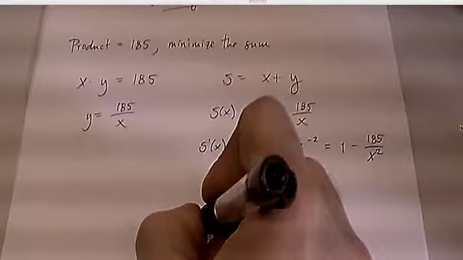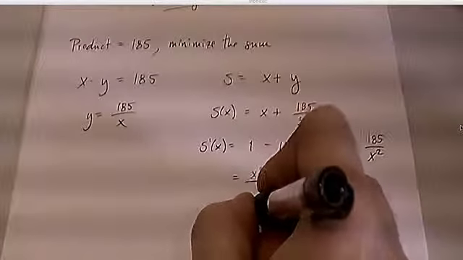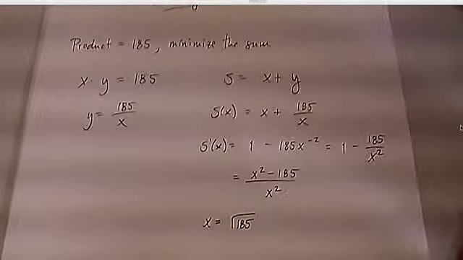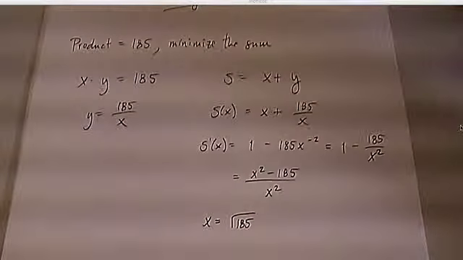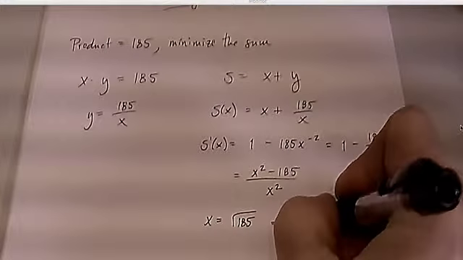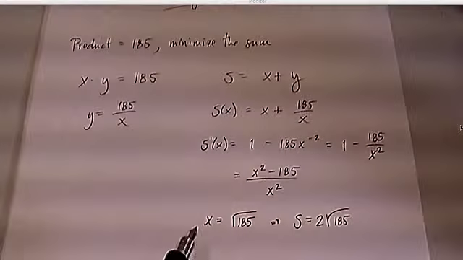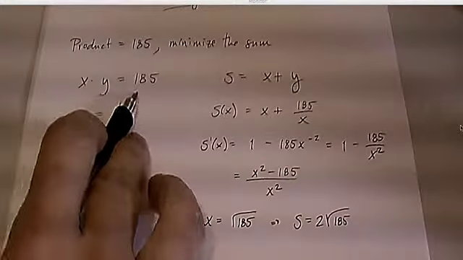What I do, however, have is root 185, okay? And let's pretend that we're just dealing with positive numbers here, okay? Two positive numbers which give us this scenario. So root 185, and therefore the sum, when it's minimized, is going to be 2 times root 185, right? Because if x is root 185, then y has to be root 185 in order to get me 185.